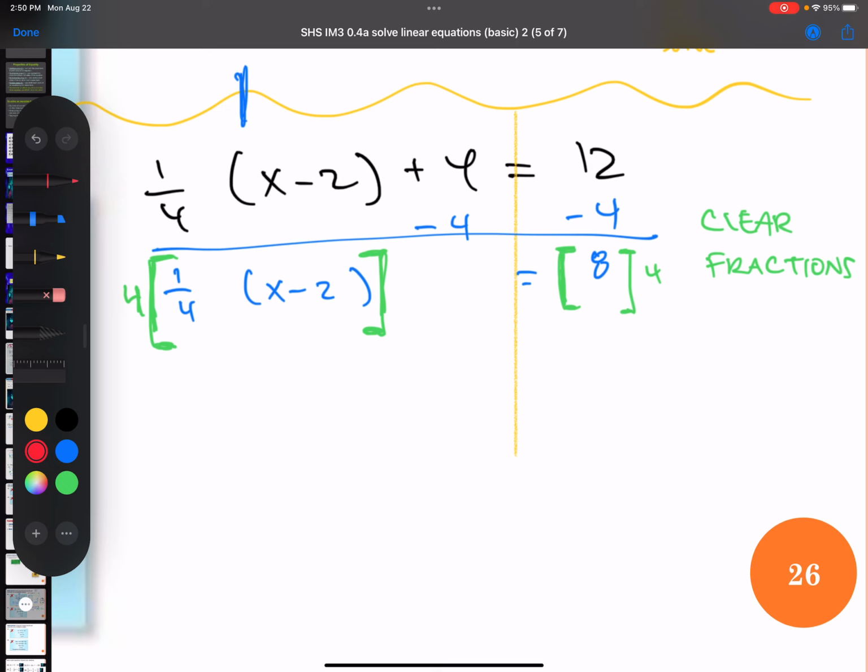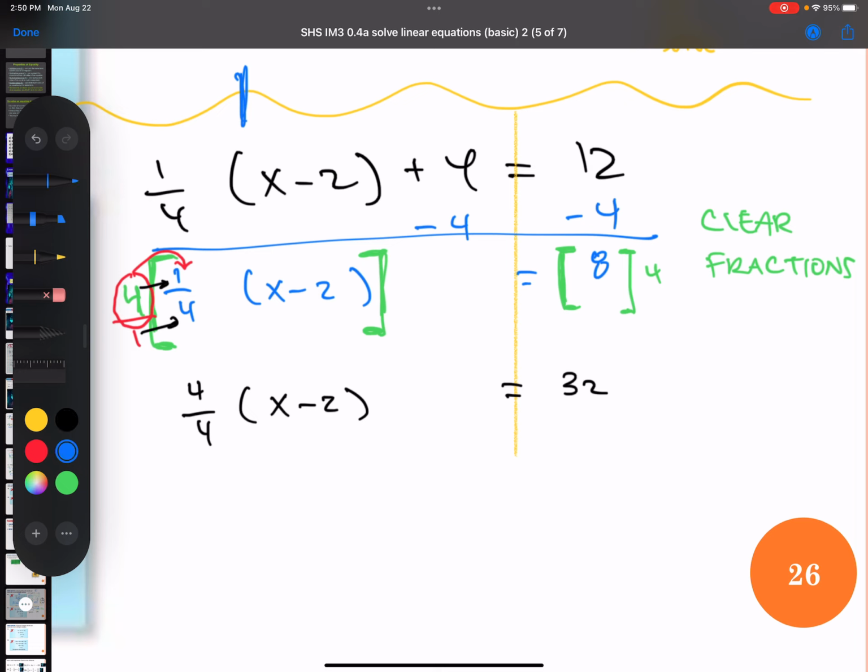So, now the temptation is to distribute into the parentheses. Everyone say no, no. This 4 only multiplies to the 1/4. Class, how do I make 4 a fraction? Put over 1. Multiply across. 4 times 1, 1 times 4. So I have 4 over 4 times x minus 2 equals 32.